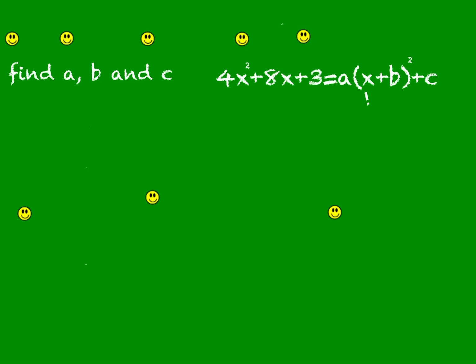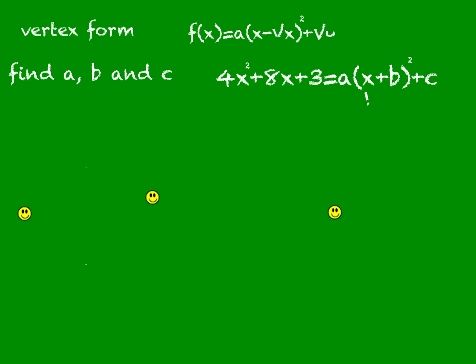On the left side of the equation, 4x squared plus 8x plus 3, and they want us to write it in that form. This form is called the vertex form. Do you remember? Vertex form: f of x equals a times, this a is the same a as in the general form, x minus v, I mean the x component of the vertex, all together squared, plus the y component of the vertex.